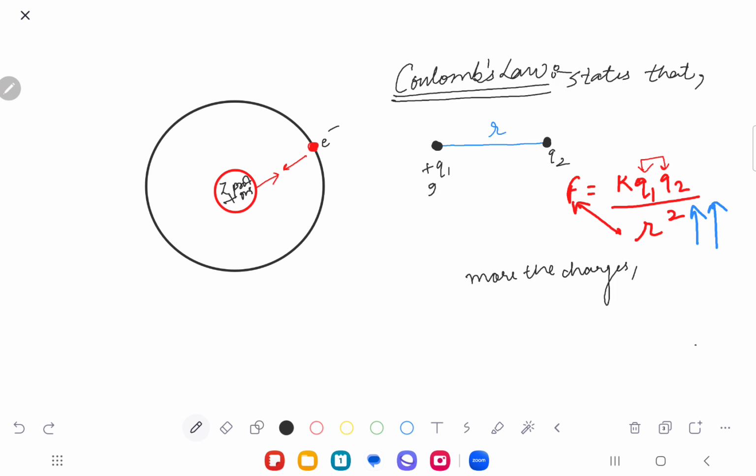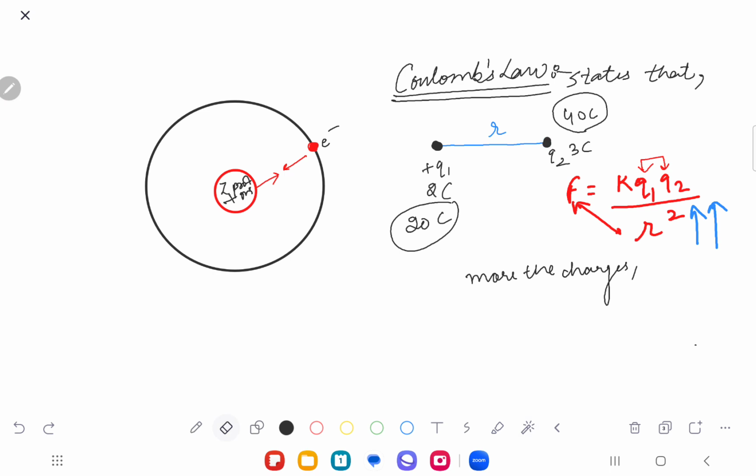That means if this is 2 coulomb and this is 3 coulomb, there must be some force between the two bodies, the two charges. But if it becomes 20 coulomb and 40 coulomb, definitely the magnitude of the charges is increasing. Don't you think there shall be more force between the two charges, no matter if it is an attractive force or a repulsive force? Tell me.